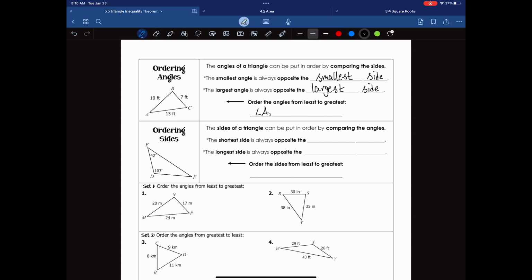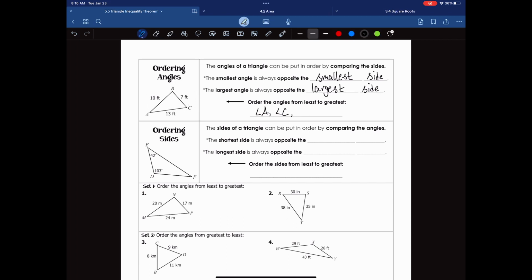Now, if we wanted the next largest, we don't want the smallest anymore. We want the one that's just above smallest. So what we're going to do is we're going to say, oh, well, here's the second largest side, because 10 is in between 7 and 13, and we're going to go across the triangle. Oh, look, that's angle C. So angle A, angle C.